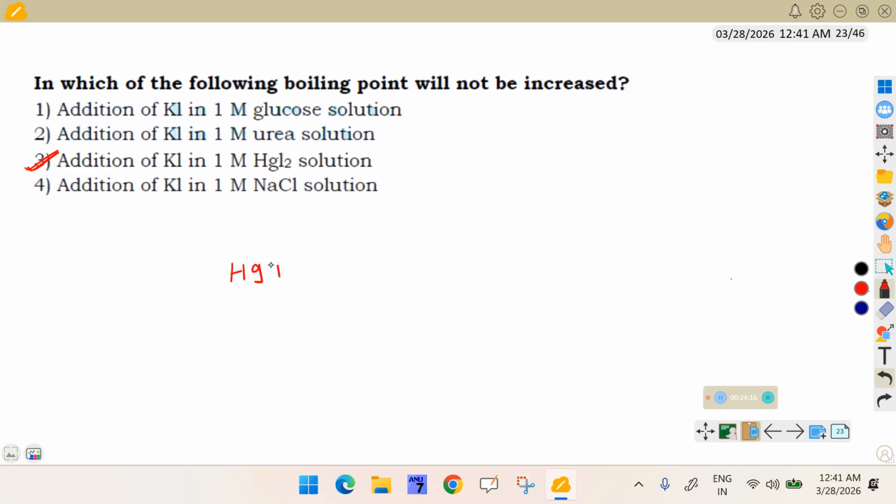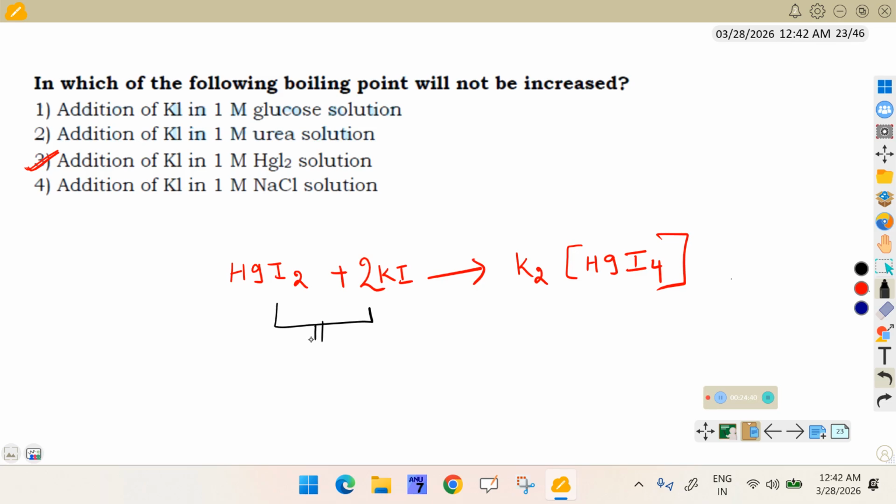HgI2 plus KI, then it is converted to K2HgI4. Initially, HgI2 reacts with KI, then it gives K2HgI4. Total number of moles of particles, 3 moles, converted to 1 mole of the compound. That's the reason boiling point will not be increased.